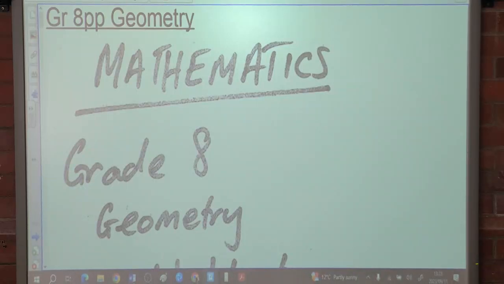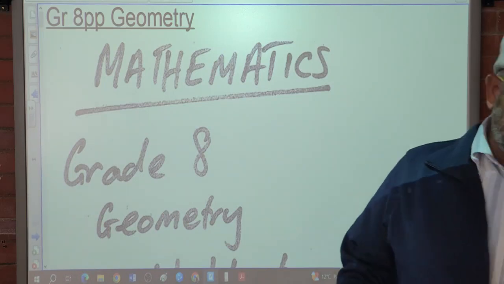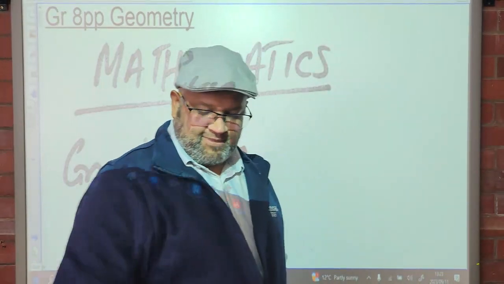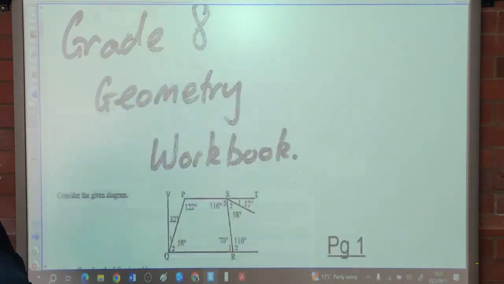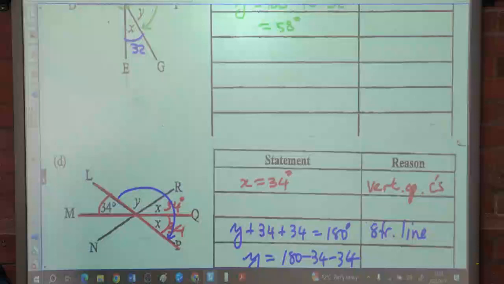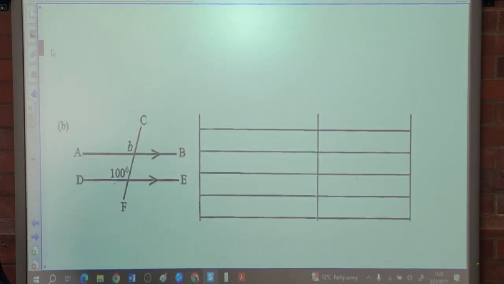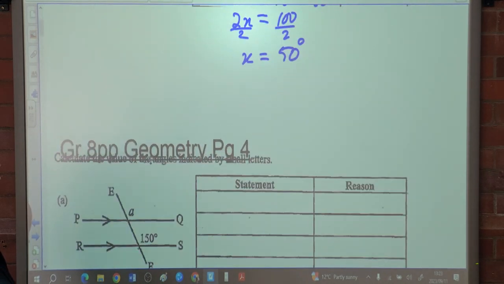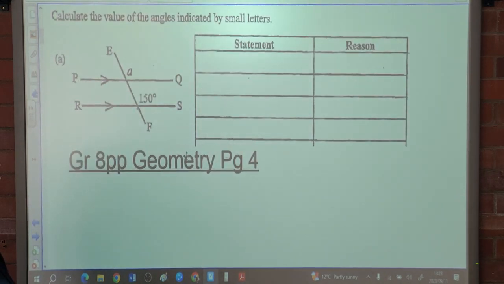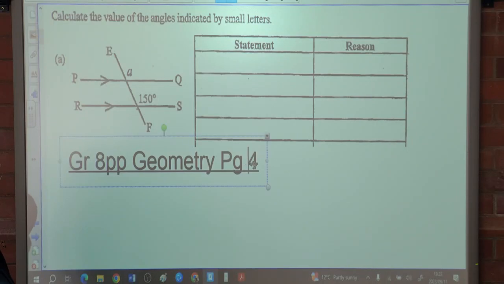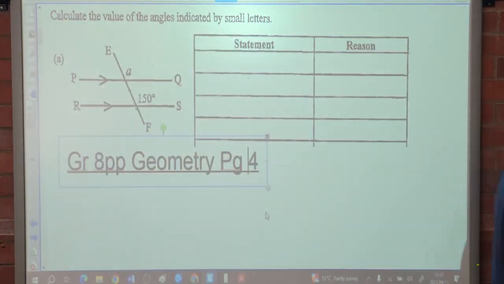Okay, good afternoon, class. So today we're looking at pages 5 onwards. At this point we have gone through some of your errors, so we're just confirming everything at this point. Right, so here's our marker here. We're looking at grade 8 geometry. We're on page 5.